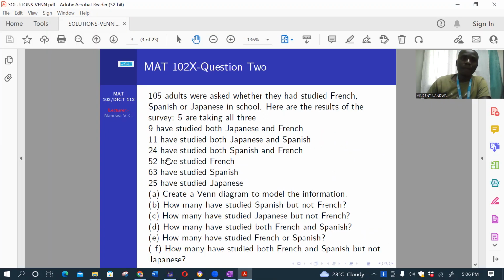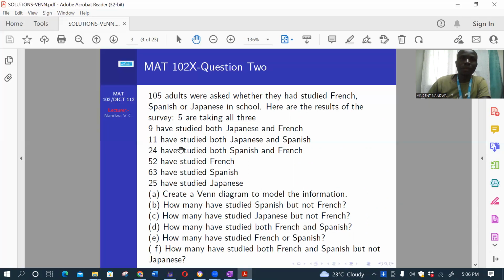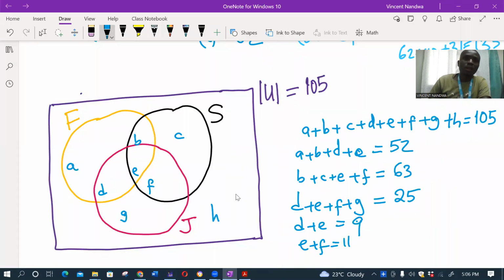And then 11 had studied both Japanese and Spanish. So J meeting S should give us a total of 11. So JS is E plus F. So E plus F should give me 11. And then 24 had studied both Spanish and French. So SF meet total 24. S and F is B plus E, which should give me a total of 24.